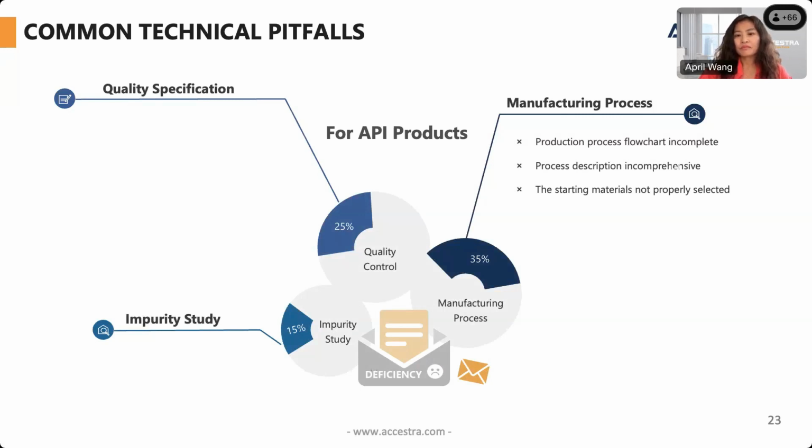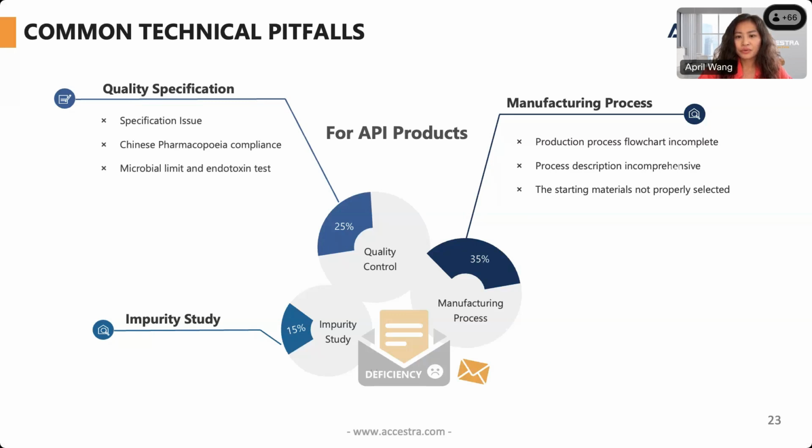For example, the production process flow chart and the reaction equation are incomplete. Key information is missing. Another very specific issue is that the process description is incomprehensive, which is more commonly found in products from Europe and Japan. In addition, some applicants select improper starting materials, in which case CDE might require reselection of eligible starting materials, as well as complete research and validation data.